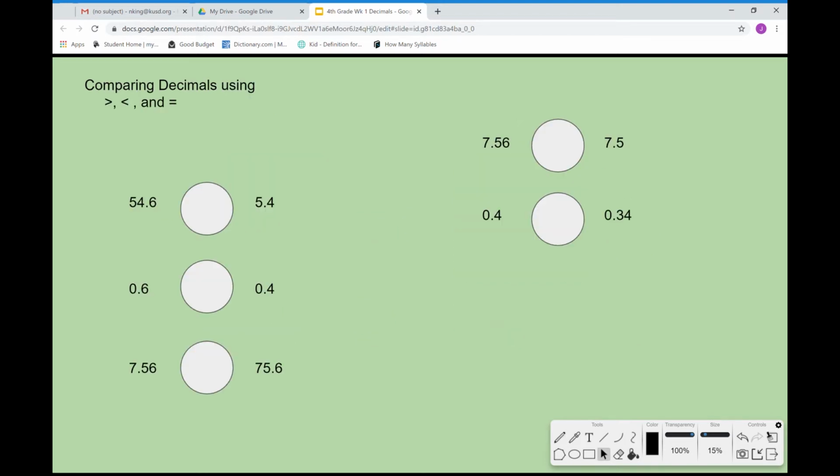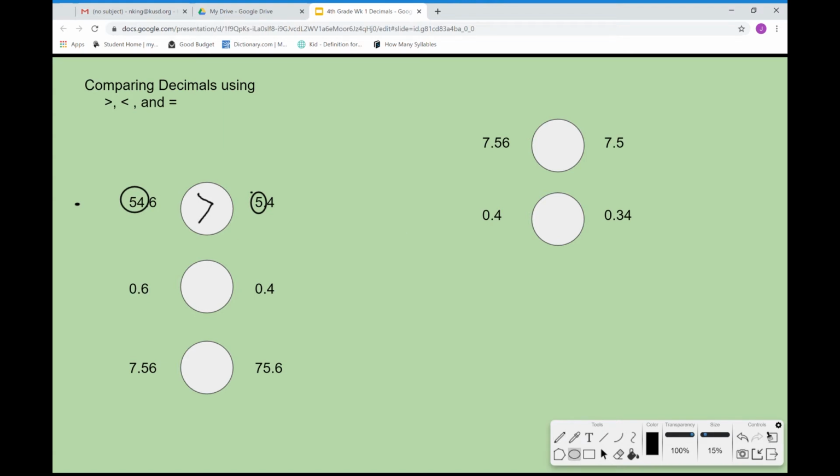Let's do some comparing using greater than, less than, and equal to. Let's do 54 and 6/10 compared to 5 and 4/10. First, look at the whole numbers only. We have a 54 in front here and a 5 in front here. Which is larger? Since the 54 is clearly larger than the 5, we don't even have to look at the decimal part of these numbers. We can see that 54 and 6/10 is greater than 5 and 4/10.